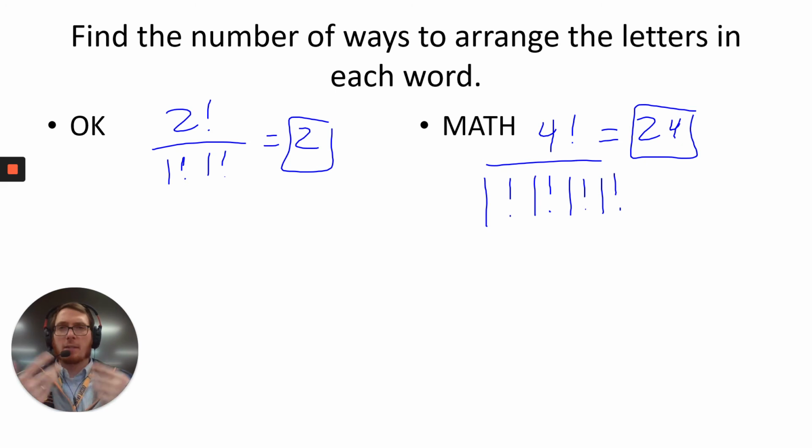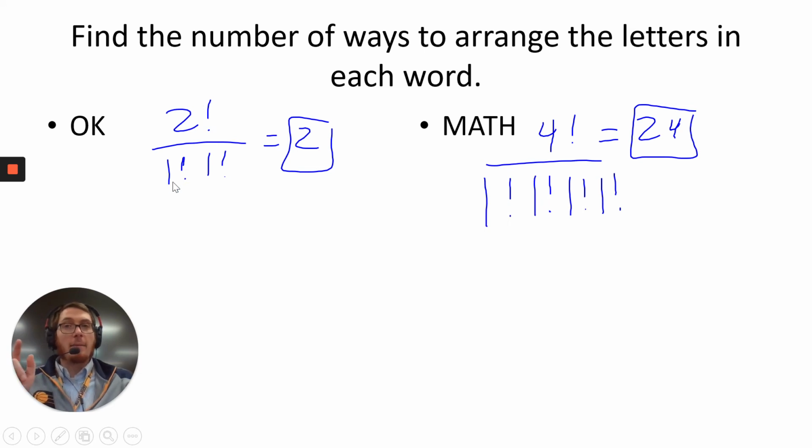We're not looking for specific words that actually make sense in whatever language we're using. You can do this in any version. We're just looking at arrangements, password style. So for the letters OK, that's 2 factorial because there's 2 letters.